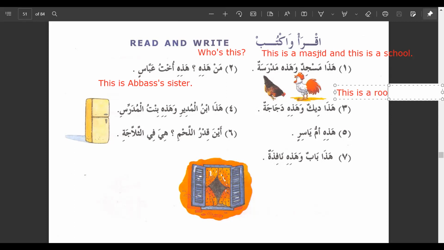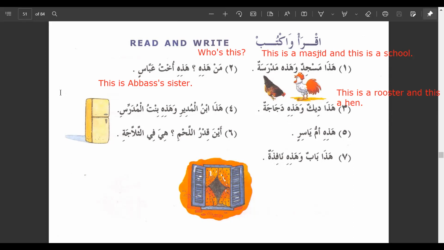Deekun, wahadihi dajajatun. This is a rooster and this is a hen. Okay, good. Deekun is masculine, that's why hada, and dajajatun is feminine, that's why hazihi came.